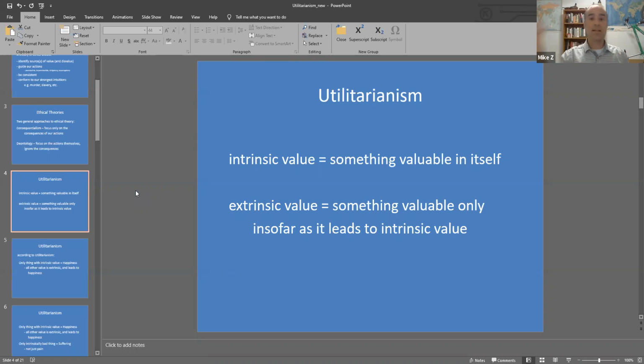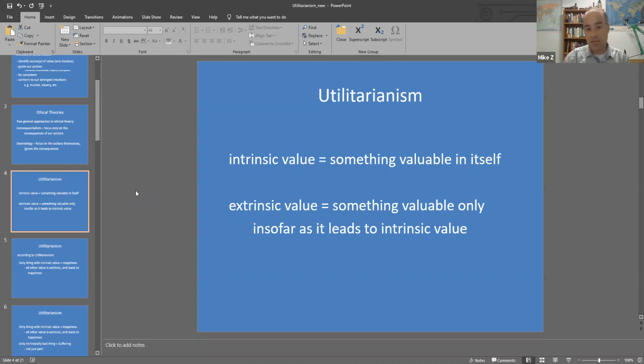If there's nothing to buy, say you're stranded on a deserted island, but you have a big pile of cash, well, who cares about that cash? You could maybe use it to start a fire or something. But otherwise, it's valueless because it doesn't have any ability to help you get anything that has intrinsic value.